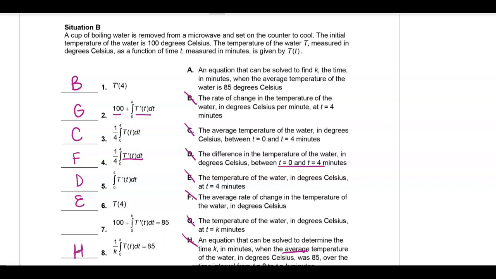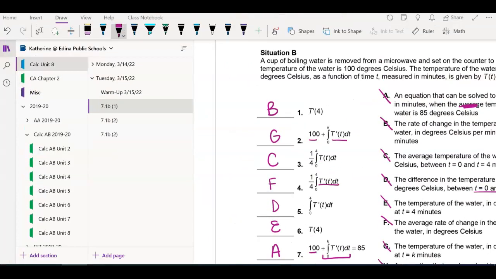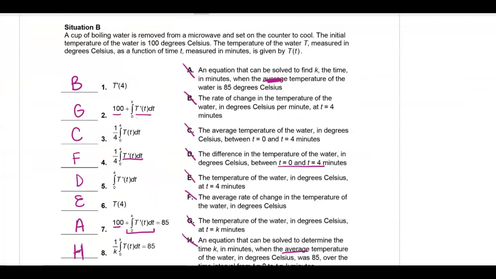Number 7, this should just be temperature. So an equation that can be used to find K when the temperature is 85. That makes sense because we started with 100. Whatever temperature change we had from 0 to K equaled 85. So if we get rid of average, number 7 is A. Sorry about that. All right.